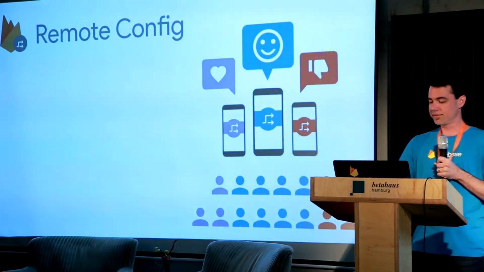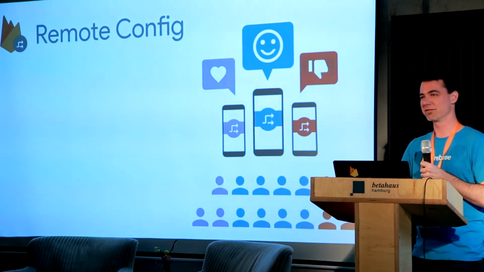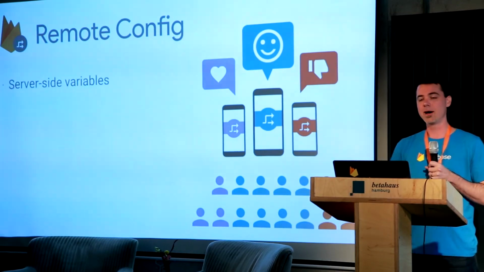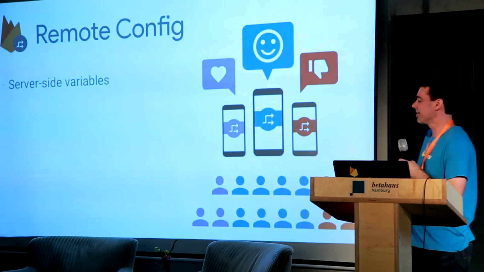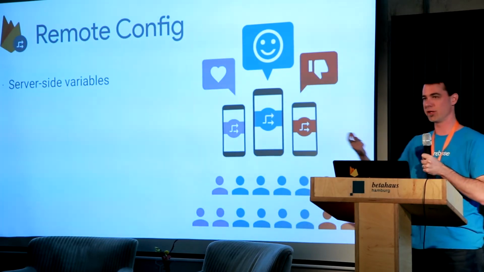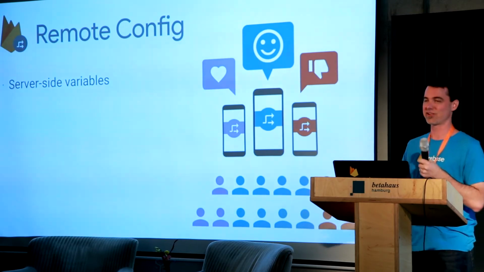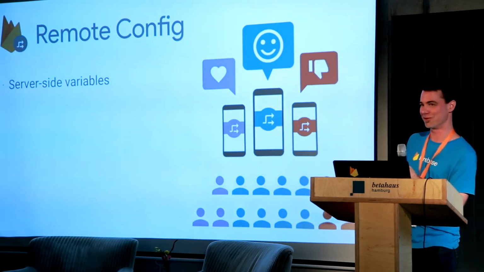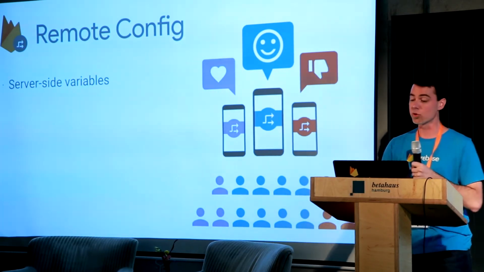Remote config is kind of the Swiss Army knife of components. There's a lot you can do here. The easiest way to think about it is it's server-side variables, or you can think of it as a giant hash table with name-value pairs. Now, how is a giant hash table stored on a server actually useful? It seems like that's kind of limited, but there's more to it than that.